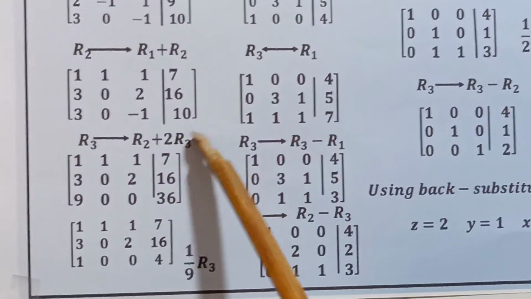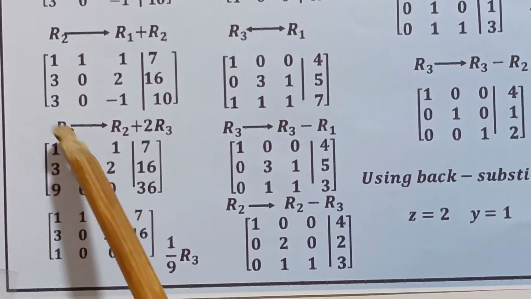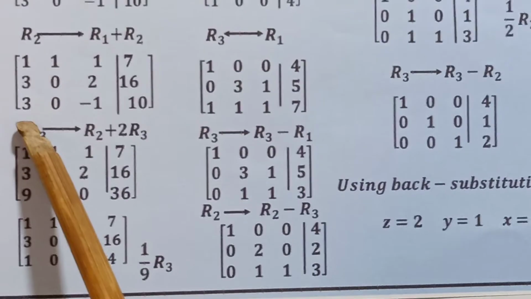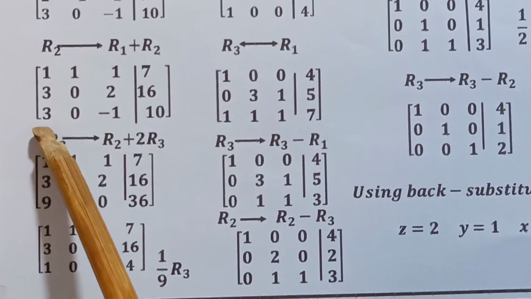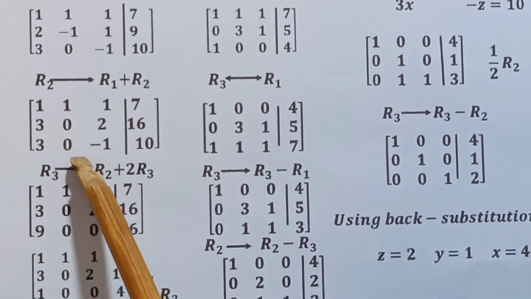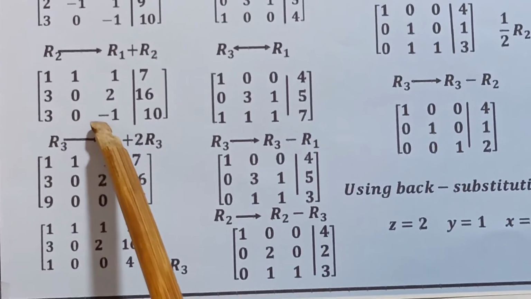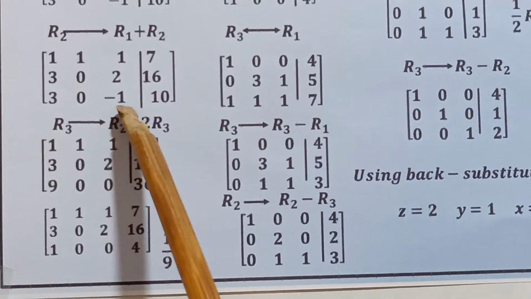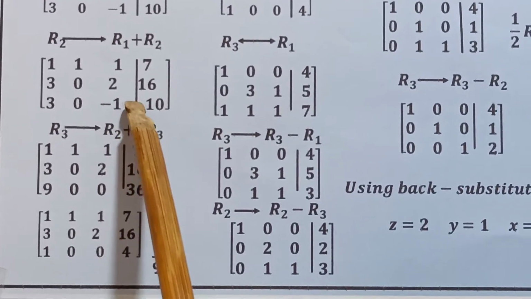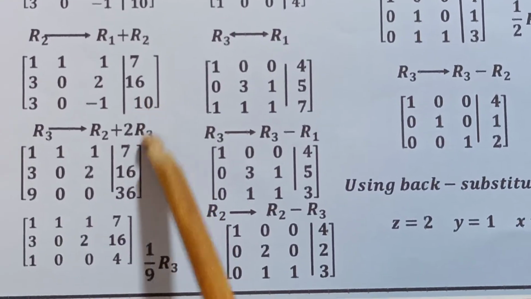Next, we're going to add row 2 and twice row 3. This row 2 and twice row 3. So 3 plus 6 is 9. Row 2 plus negative 1 times 2 is 0. The last entry of row 2 is 16 plus twice 10, which is 20. 16 plus 20 is 36.